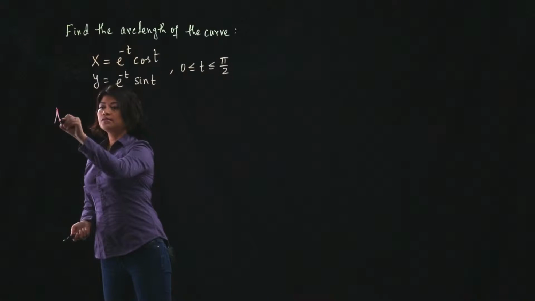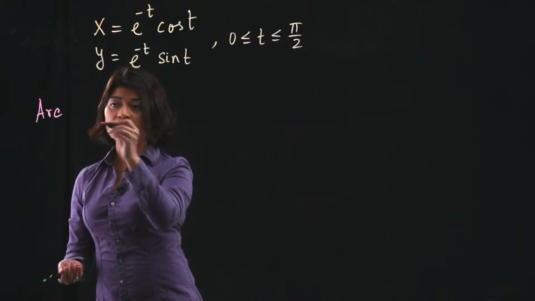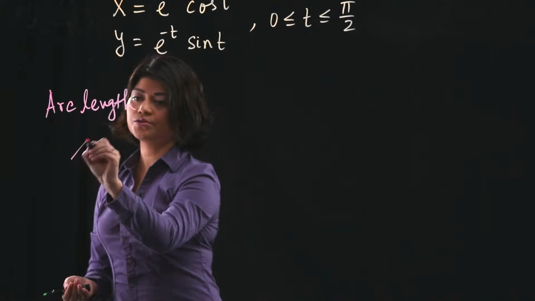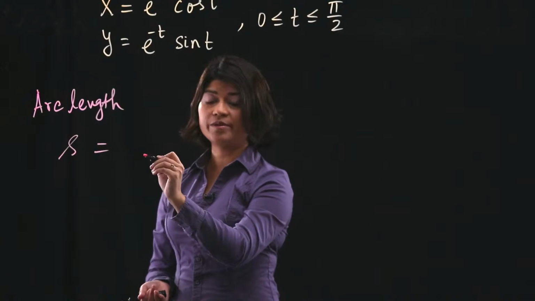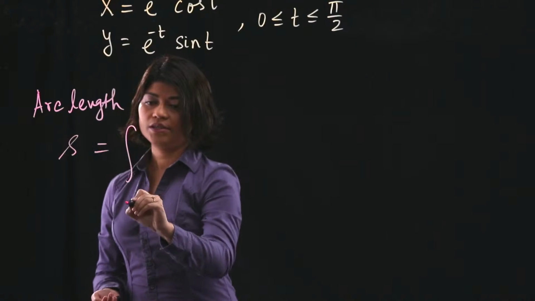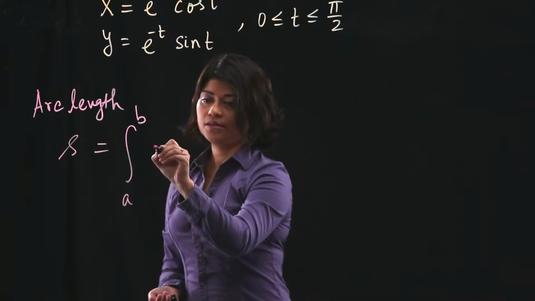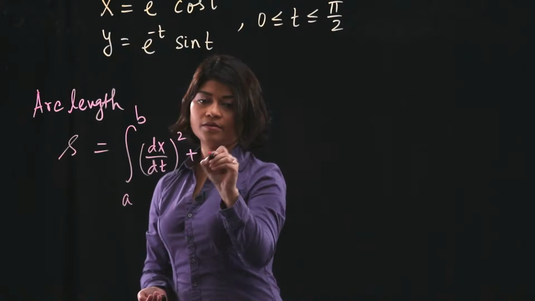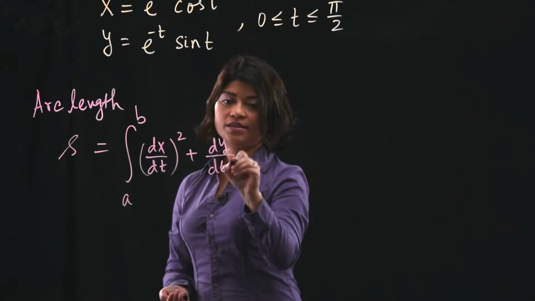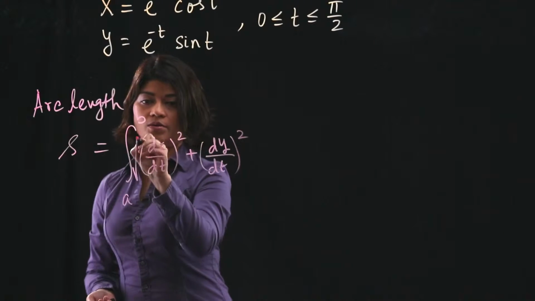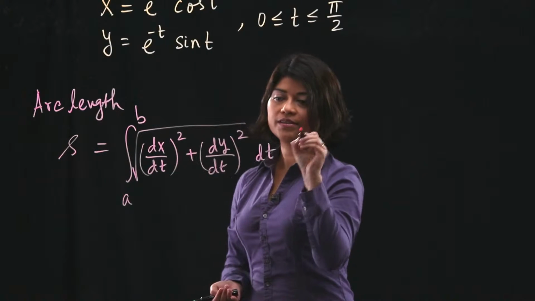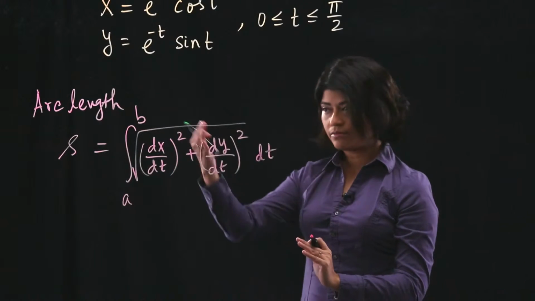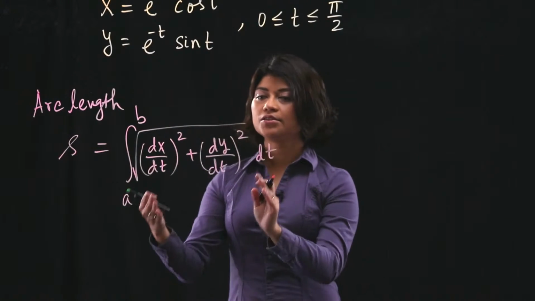So recall, when you have a curve given in parametric form, to compute arc length, we usually use S for arc length, and this can be computed by using a definite integral from a to b, dx dt square plus dy dt square, whole thing under square root, and then dt outside. So this is the expression that we can use and integrate, find the definite integral of this to compute the arc length.